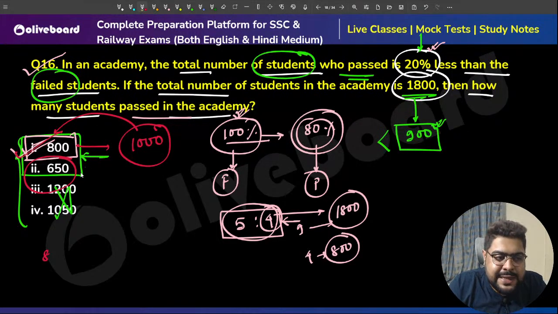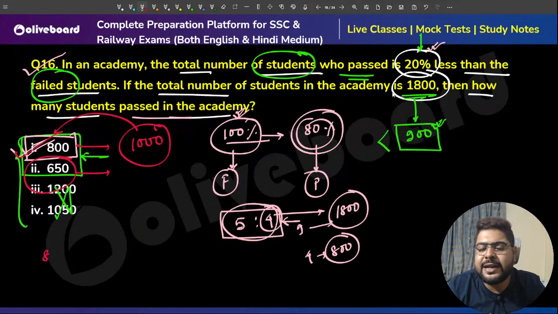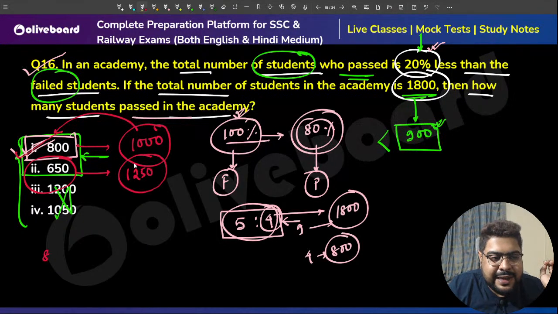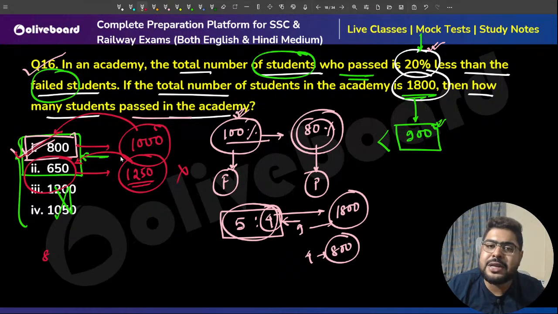So if 650 students have passed, how many have failed? Total is 1800, so 1150 students have failed. Is 650 20% less than 1150? Never. It is almost half, 50% less. So it cannot be the answer. Similarly, these two can never be the answer.